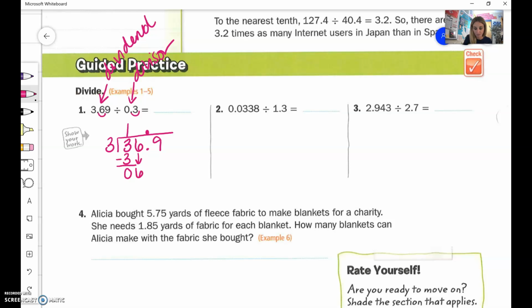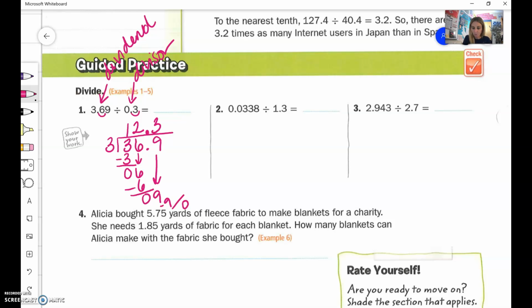Now I start over. 6 divided by 3 is 2. Now I take 2 times 3 is 6. I subtract. I'm going to bring down. I'm left with 9. 9 divided by 3 is 3. I'm going to subtract. 9 minus 9 is 0. And I ran out of room because I'm going to be doing that problem with you, so I have to save my space.